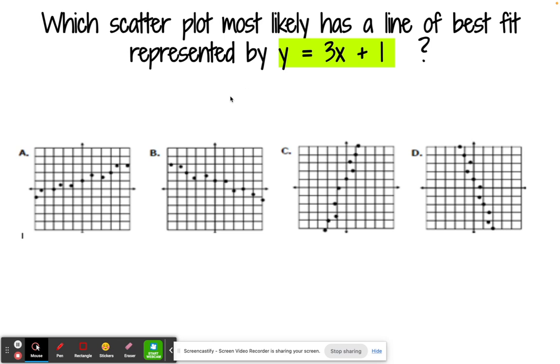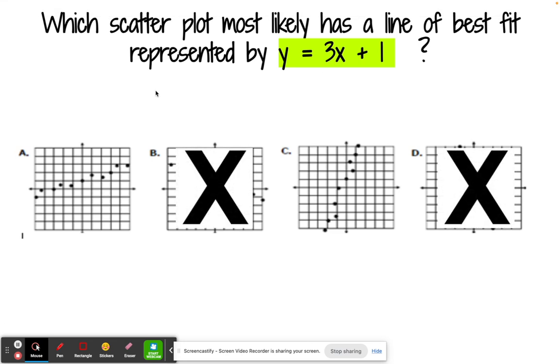Well, the first thing I'm going to notice is that scatter plots B and D both have a negative slope. They both go downward. So this is a positive slope. So B and D are not likely fits for this. Next, I would draw this line, 3x plus 1, in both A and C and see which one's closer.